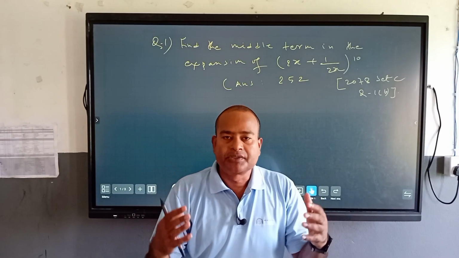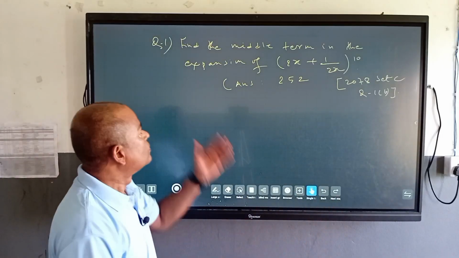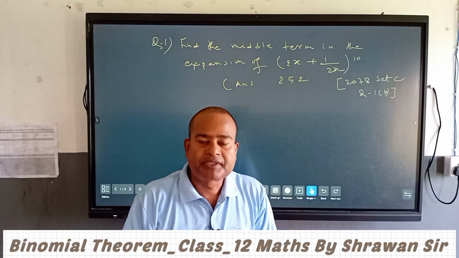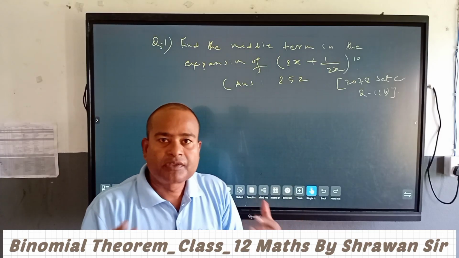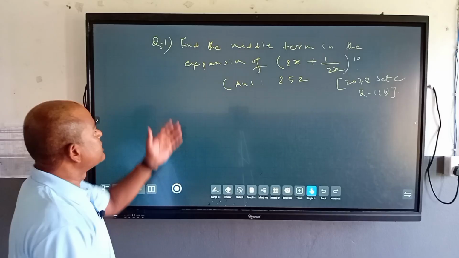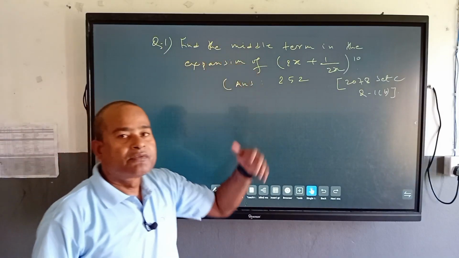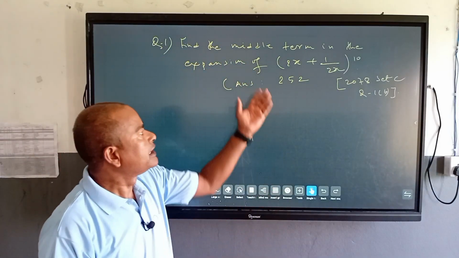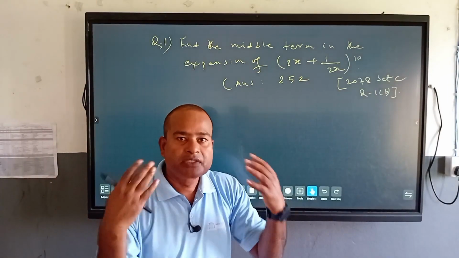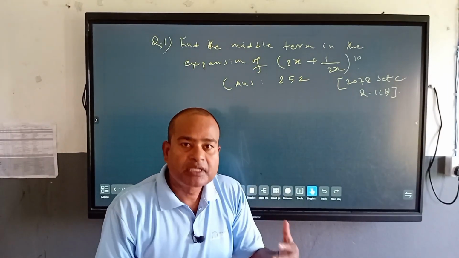Today in this video, we are going to solve one of the most important problems from the chapter Binomial Theorem from class 12. Here we go. Dear students, the question is: find the middle term in the expansion of (2x + 1/2x) whole power 10. So let's solve it.